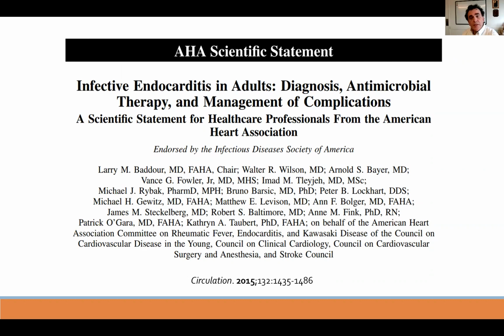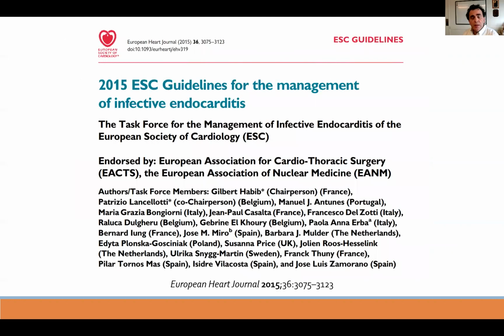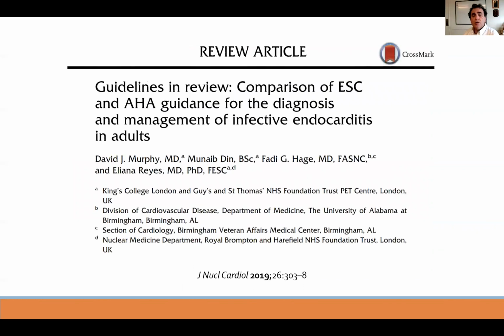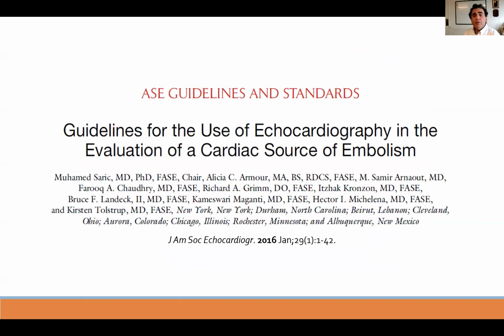is a 2015 AHA scientific statement on infective endocarditis in adults, and its European equivalent is the 2015 ESC guidelines for the management of infective endocarditis. And there is also a review article that compares the two sets of guidelines. More specifically, American Society of Echo guidelines include the guidelines on the use of echocardiography in the evaluation of cardiac sources of emboli, and there is a section devoted to emboli related to endocarditis.